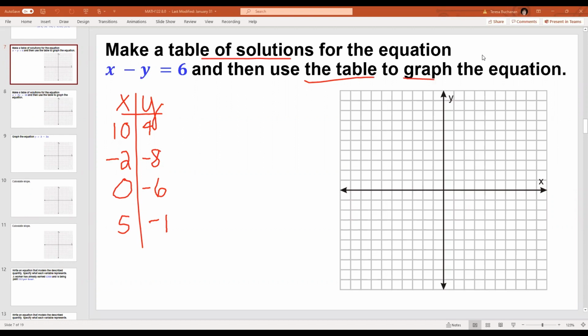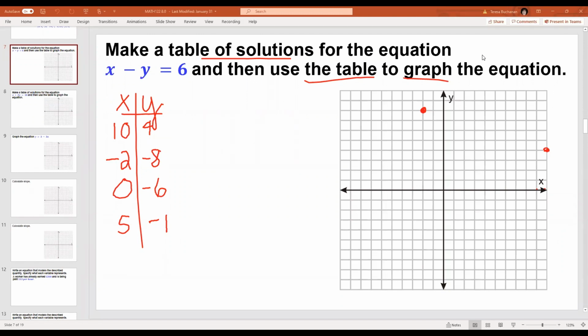Now I'm going to use it to make a graph by plotting those points. 10, 4 would be 1, 2, 4, 5, 6, 10, 4 right there. Negative 2, 8. Negative 2, 8 right there. Thought I was going to put it in the wrong place again, didn't you? I saw what you were thinking. Got me back in the right direction.